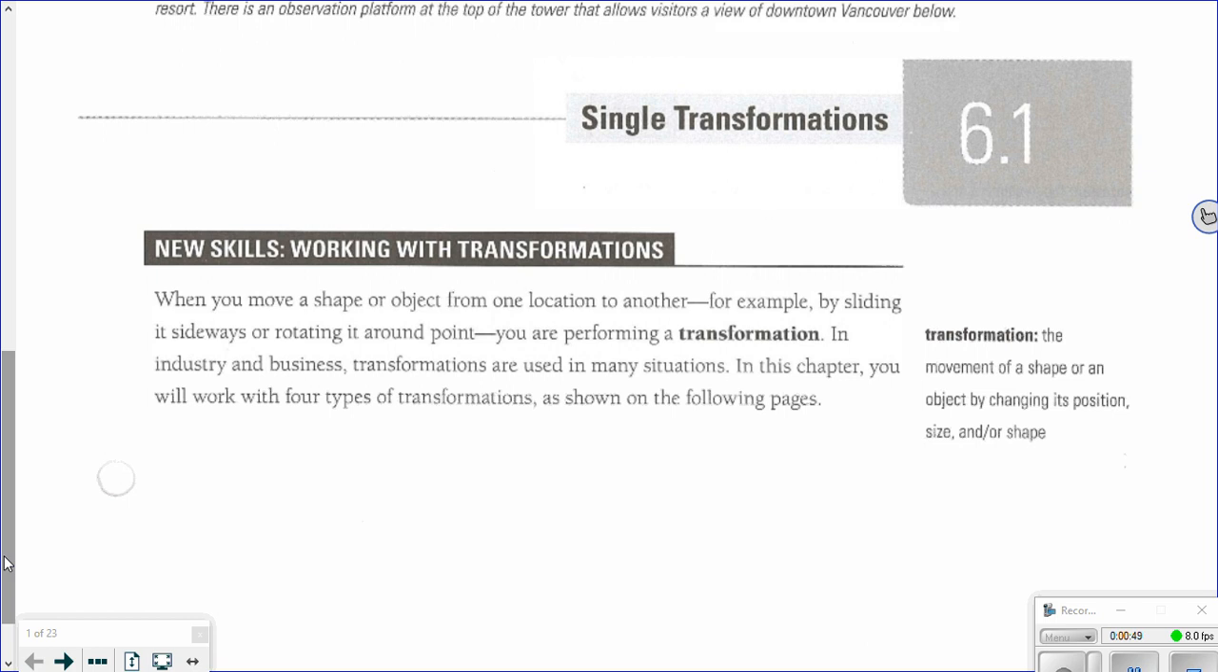Okay, so just know what the definition of a transformation actually is. It's movement of a shape or an object by changing its position, size, and/or shape.